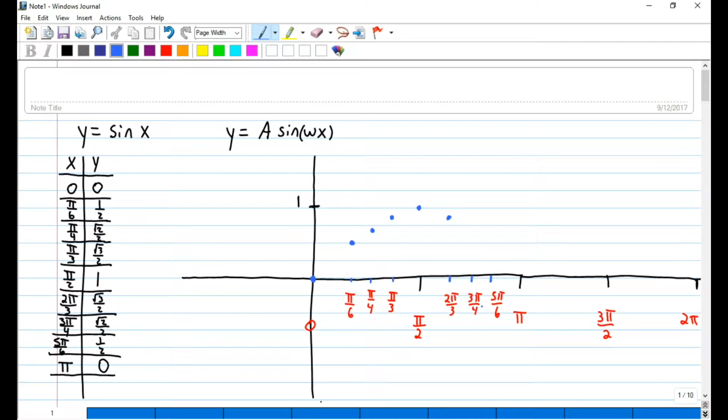Then 3 pi over 4, well, we got square root of 2 over 2 here and square root of 2 over 2 there. Remember, that was about 0.7 something. So that should be a little bit less than 0.75, like this point was. So it should be about the same height as that point. And then 5 pi over 6, we got 1/2. Well, we know exactly where 1/2 is. It's on this line right here. And then at pi, we have 0.